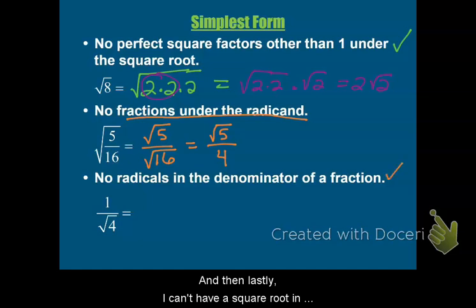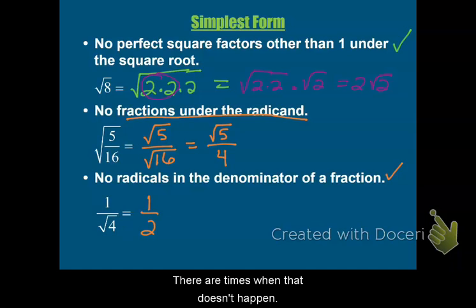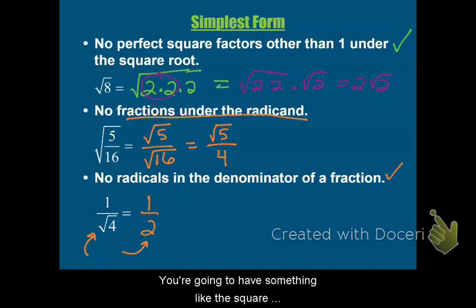And then lastly, I can't have a square root in the denominator. Sometimes if you see a square root in the denominator, it's just going to have a nice square root. So the square root of 4 is just 2. There are times when that doesn't happen. It doesn't just work out nicely, like maybe if you had a square root of 5 in the denominator, you can't take the square root of 5. That's a little bit beyond the scope of this course. That's something you'll learn how to handle in Algebra 2. So we'll look at that a little bit later. For now, just know that typically it's going to work out just nicely. You're going to have something like the square root of 4 becomes a 2. Square root of 36 becomes a 6. So be looking for things like that for your denominator.